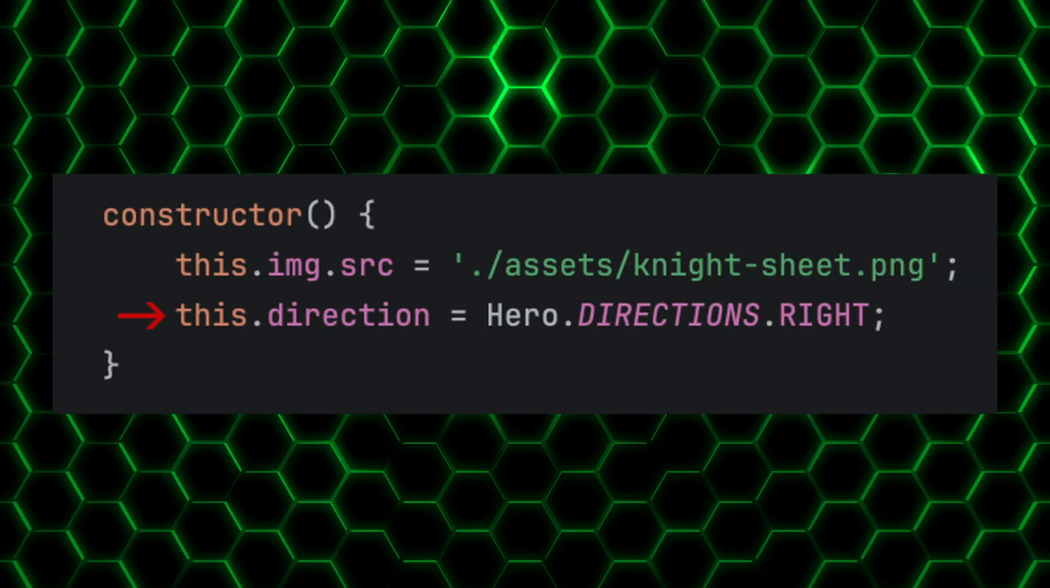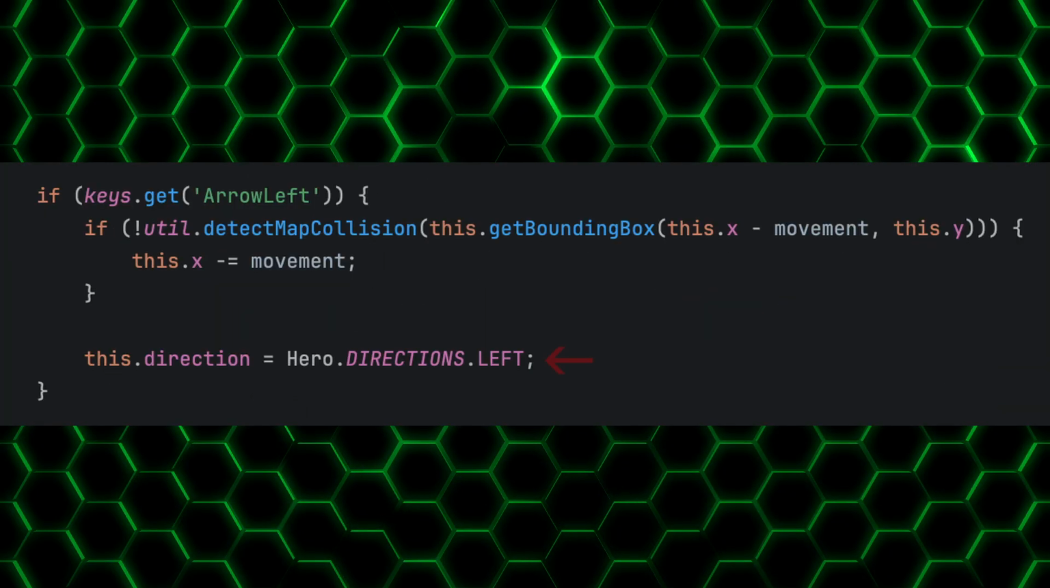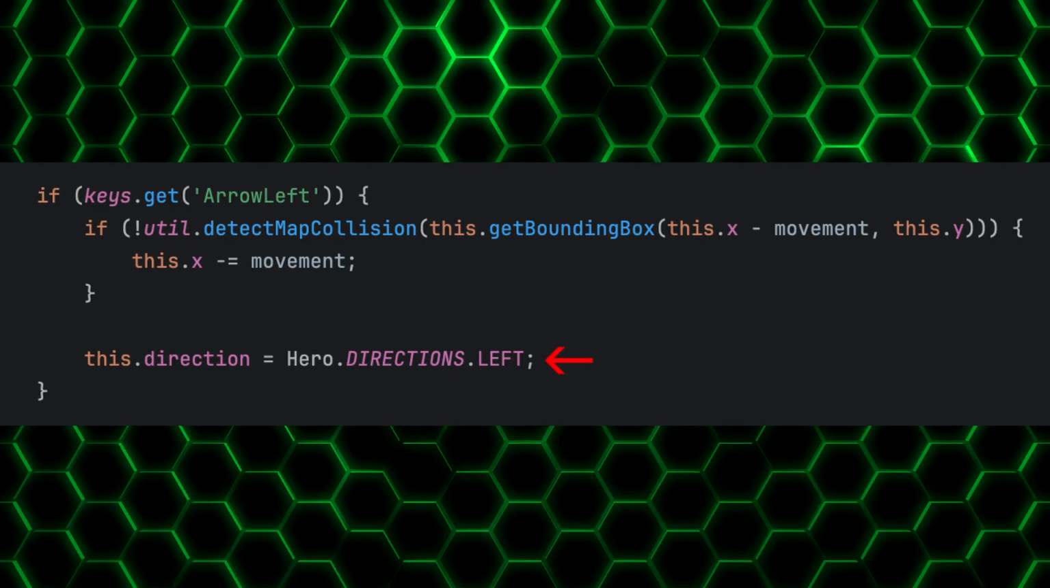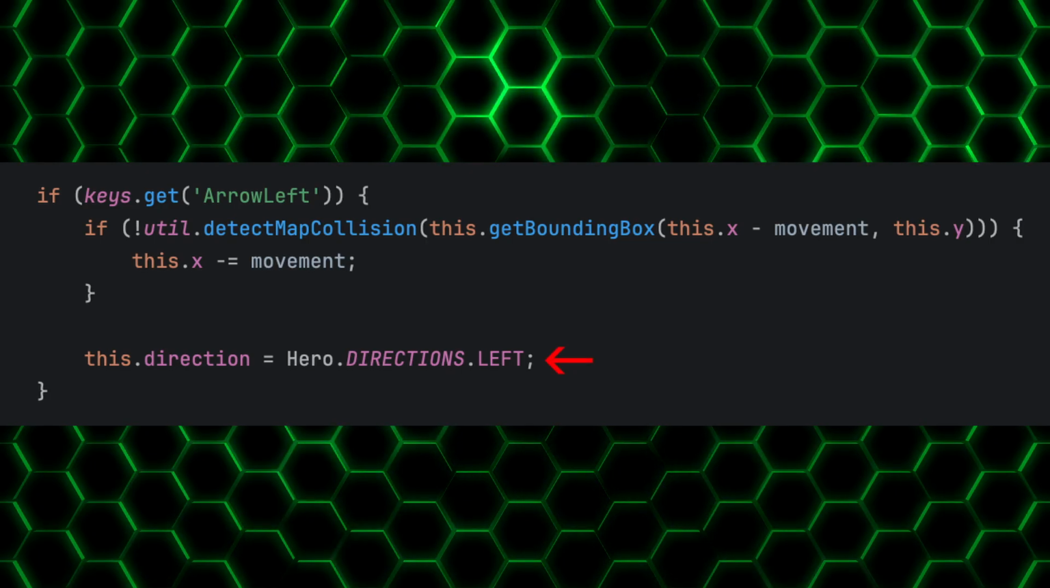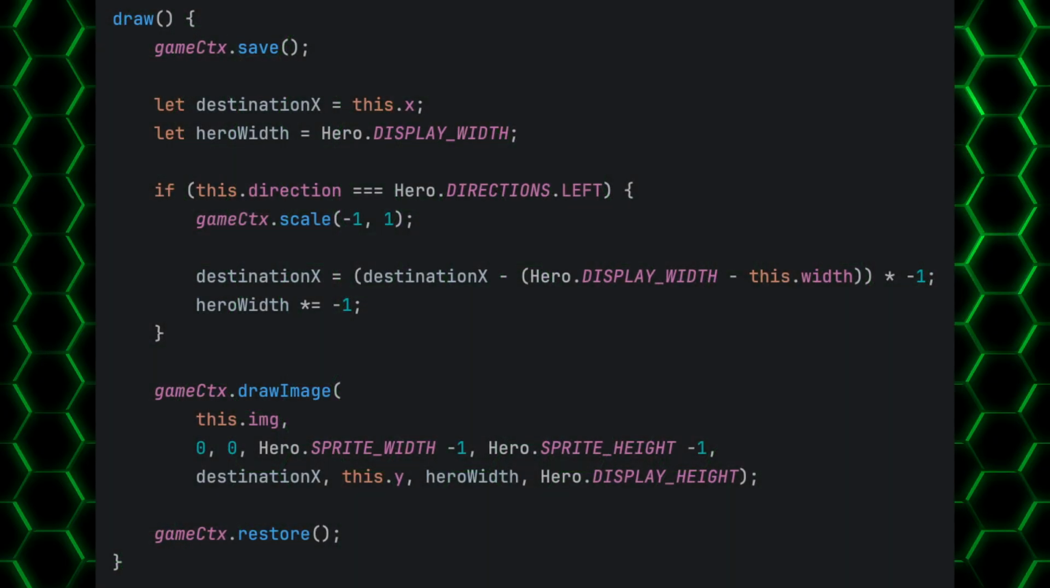Now we add a direction property to the hero class and initialize it in the constructor. In the move function, we will update the state of the direction when the user presses the left or right arrow keys. Now let's turn our attention to the hero.draw method. What we want to do is draw the hero in reverse when the direction property is set to left.